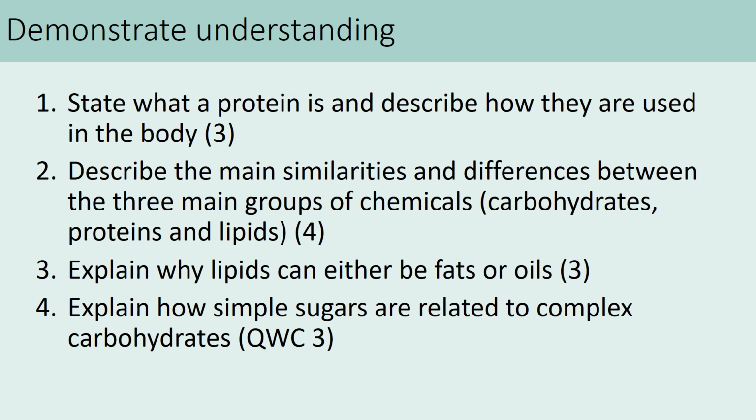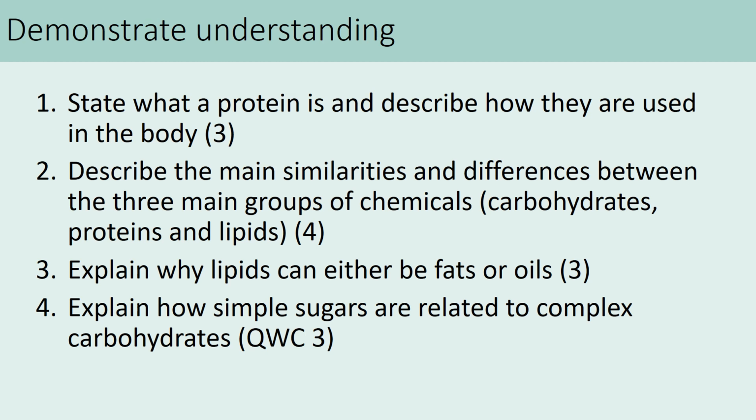Question number 2, describe the main similarities and differences between the 3 main groups of chemicals, carbohydrates, proteins, and lipids. Now, this would probably be worth more, 6 marks in the exam. I put 4 marks on there just so you're picking up where you're going to get marks from. Please make sure that if you're asked to describe similarities and differences, you are doing both of those things, not just what makes them the same or what makes them different.